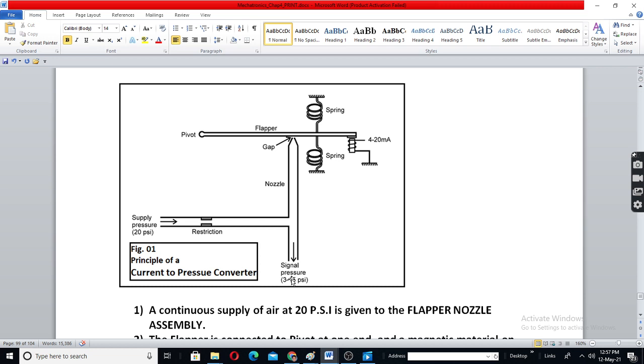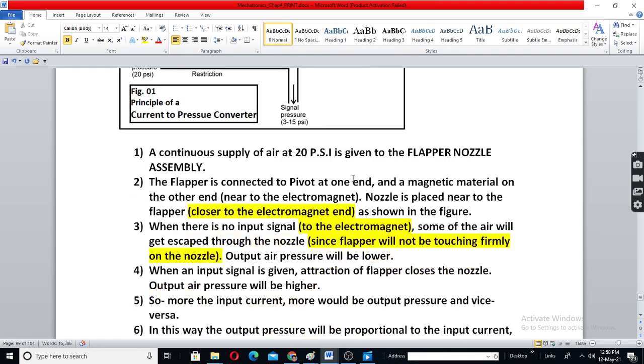Now if you want to get 8 pounds per square inch, what we have to do is loosen the tension in the spring. If you decrease the tension, the flapper will be attracted more firmly, because the magnet can attract the flapper easily. So leakage will be less, and you will get more pressure. So the spring has two functions: bringing back the flapper to its original position, and setting the sensitivity.